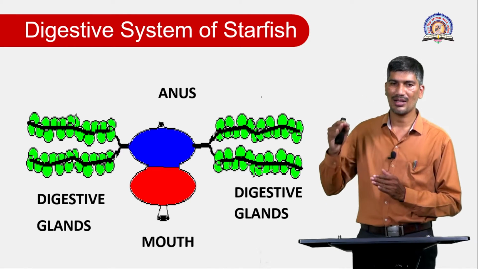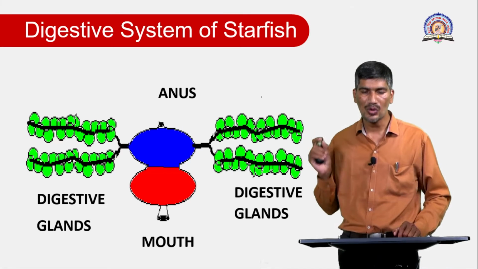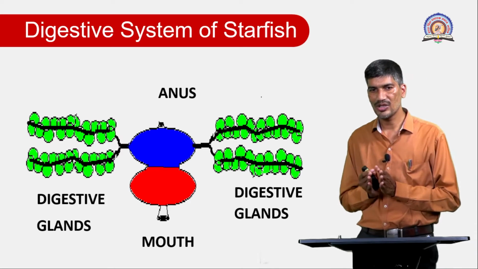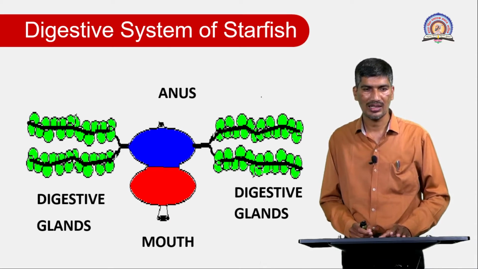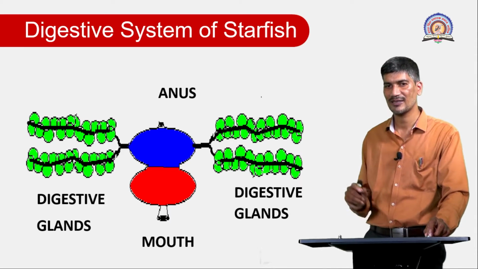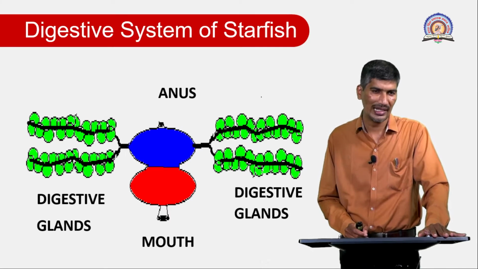Then this mouth is in the upward direction. There is an extended small tubular portion. This is known as the esophagus. Then the esophagus opens into the large globular portion. This is seen in the red diagram as a globular structure. This is known as the cardiac stomach.